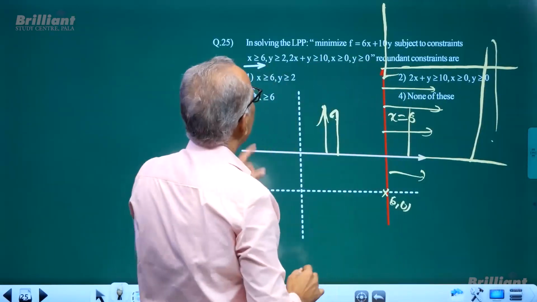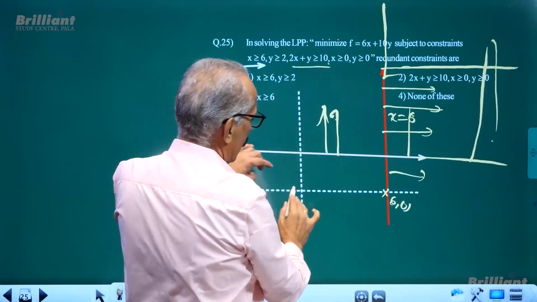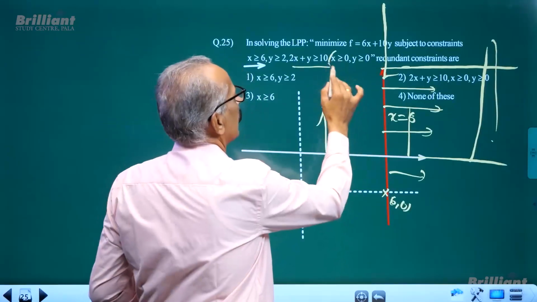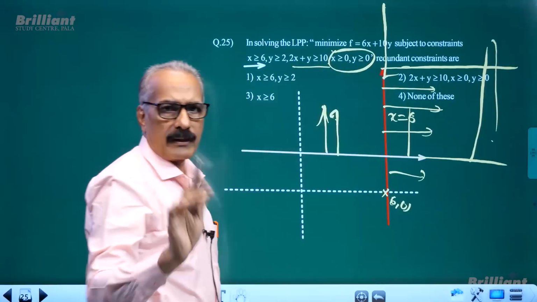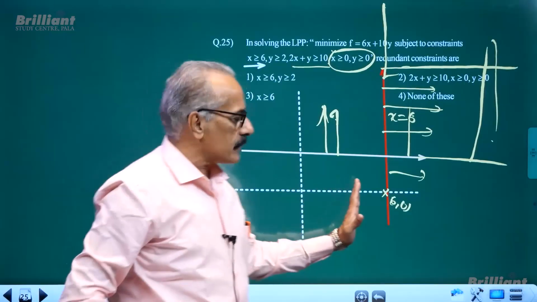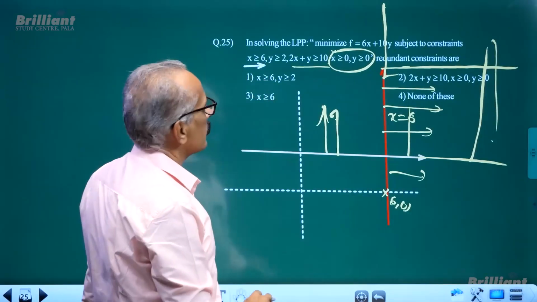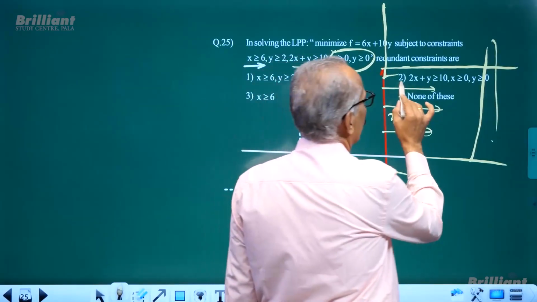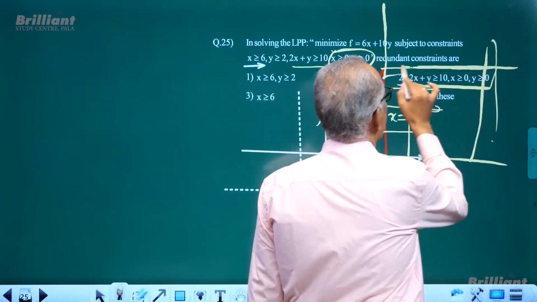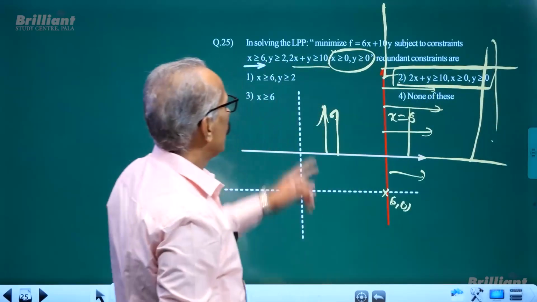Nothing here. Now what is the next one? x greater than or equal to 0, that is definitely redundant, because x greater than 0 is already there. From this itself you can say that this is your answer, 2 is your answer. Now the other part also.